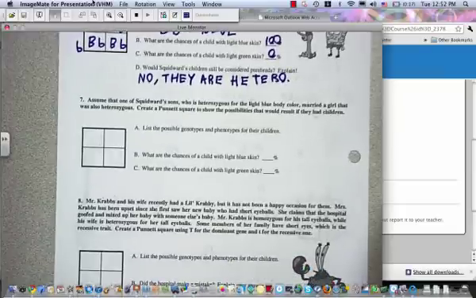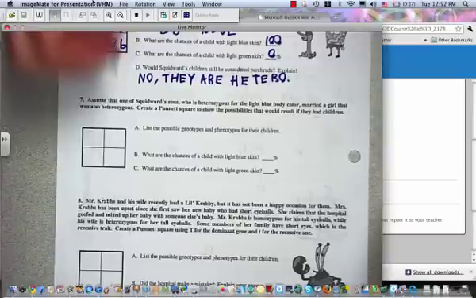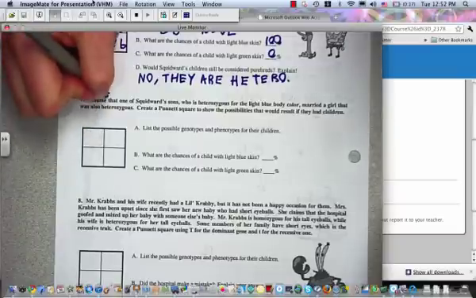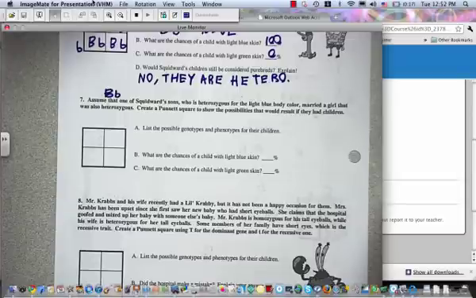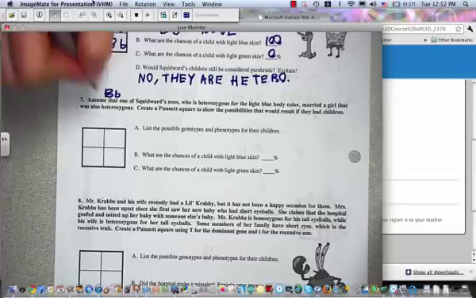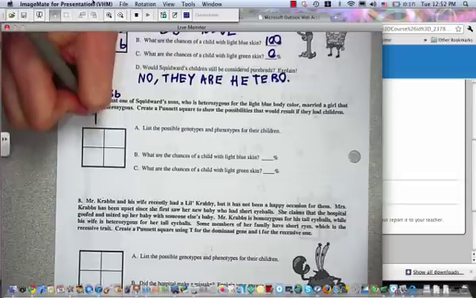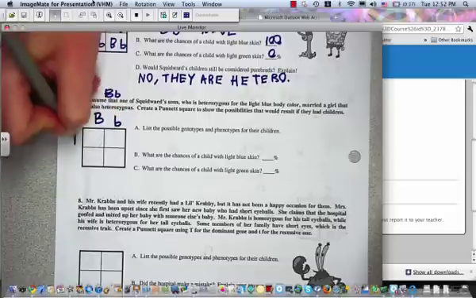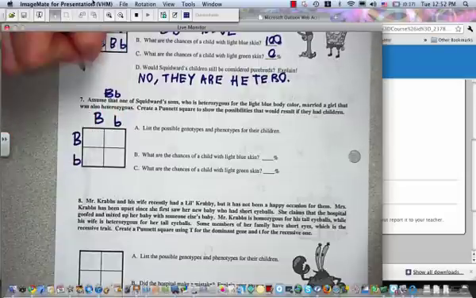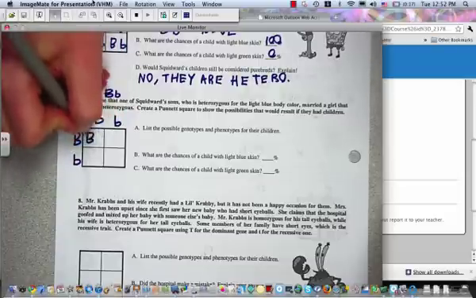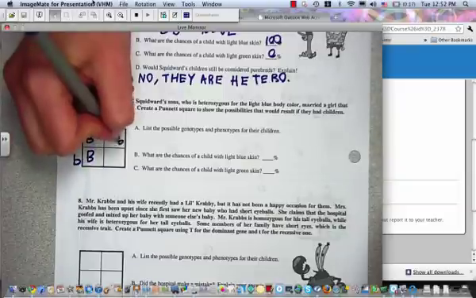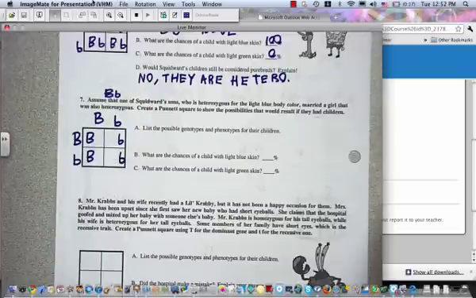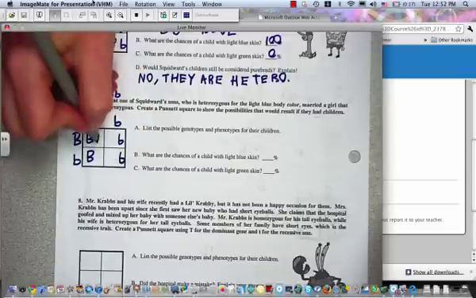Assume that one of Squidward's sons, who is heterozygous for the light blue body color, so he would be this, married a girl that was also heterozygous. Same thing. Create a Punnett square. So here's an offspring and his wife, bringing the son's information down, one of Squidward's sons. Then bring his wife's information over.